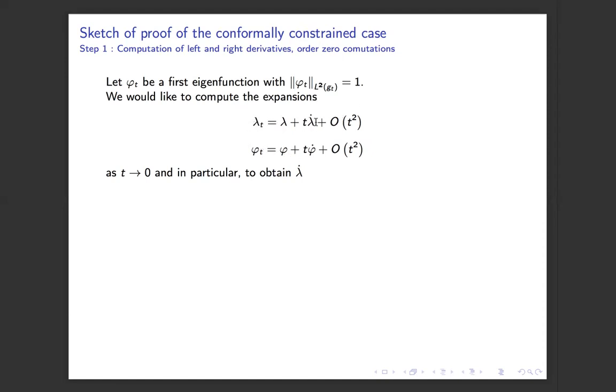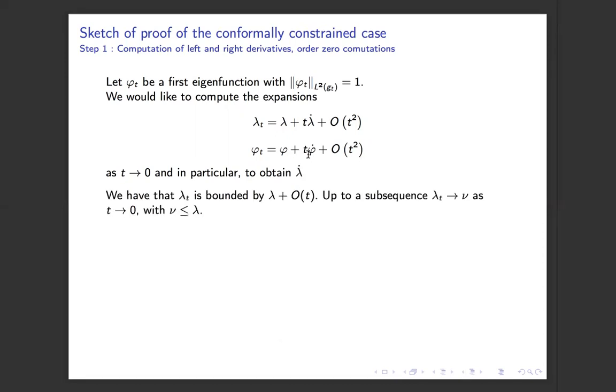We have the first variation, lambda naught and lambda dot, and phi dot, as t goes to 0. And in particular, we would like to obtain lambda dot. So lambda_t is bounded by lambda plus something which is of order of t.